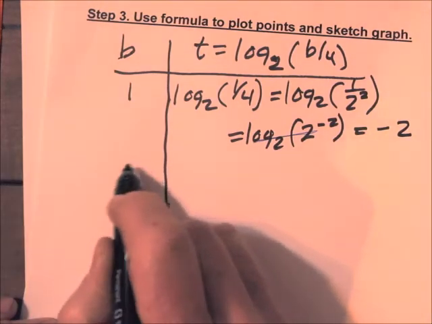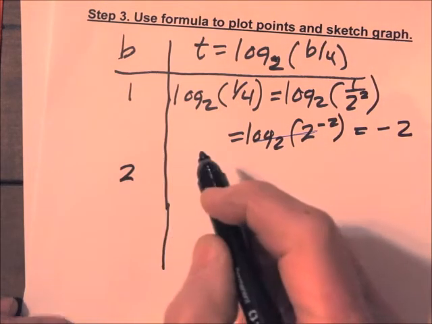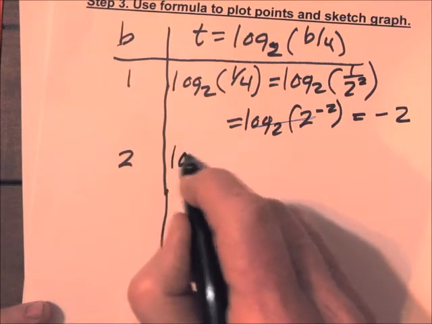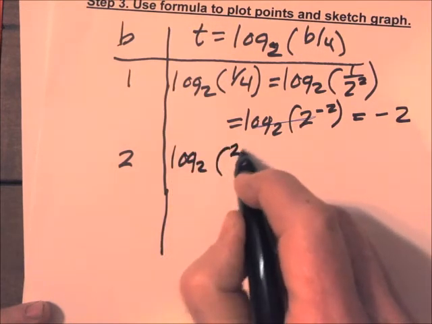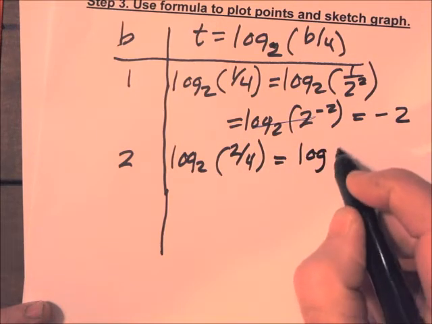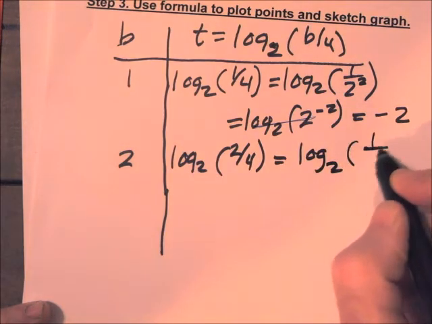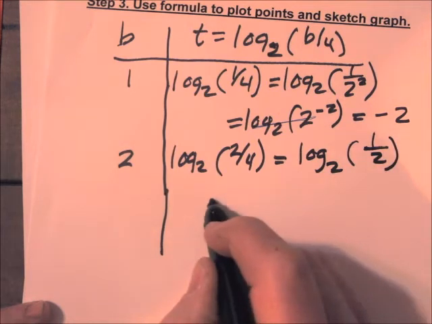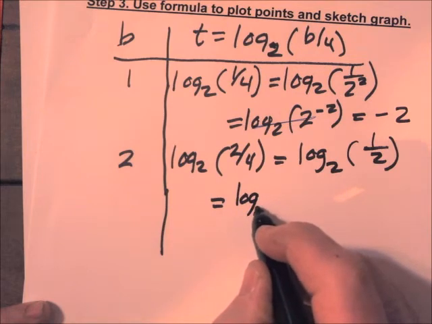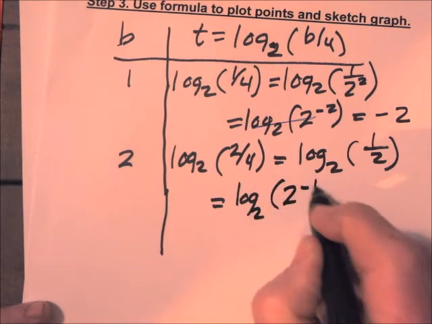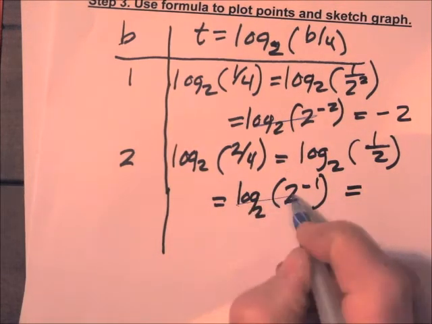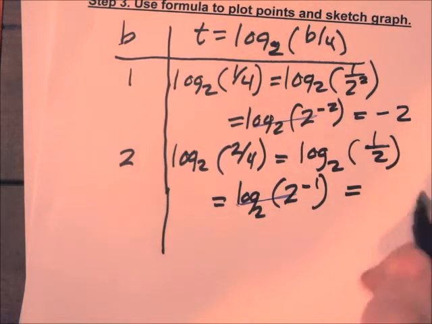And then the next number I want to put in is 2. The 2 bacteria, the time is log base 2 of 2 over 4. 2/4 reduces to 1/2. Log base 2 of 1 over 2. We can express this with exponents again. This is 2 to the negative 1 power. And again, log base 2 and exponent base 2 cancel, and that just gives us negative 1.